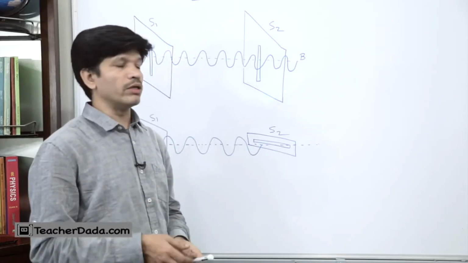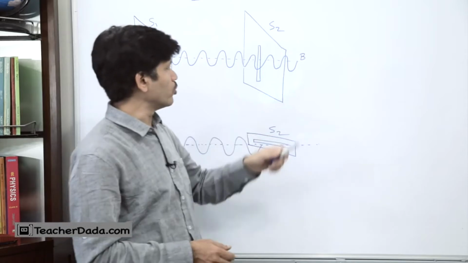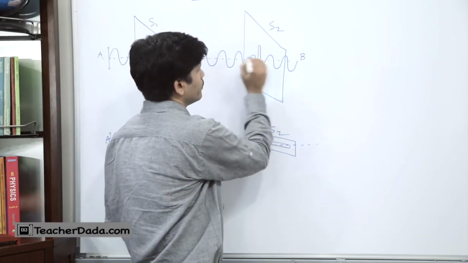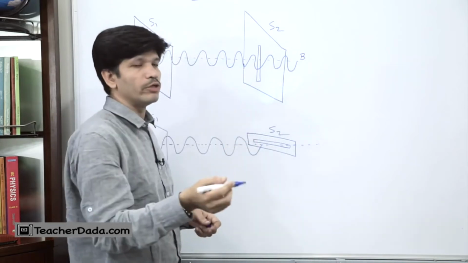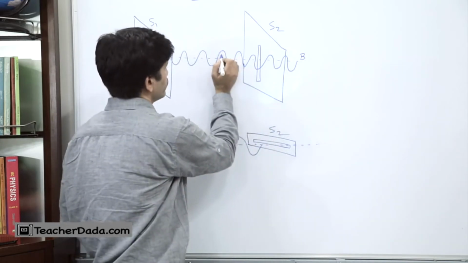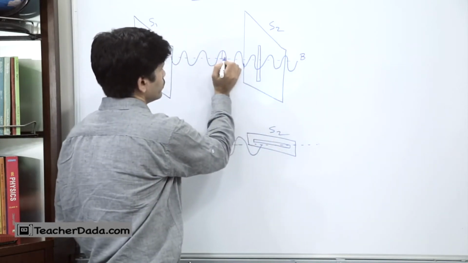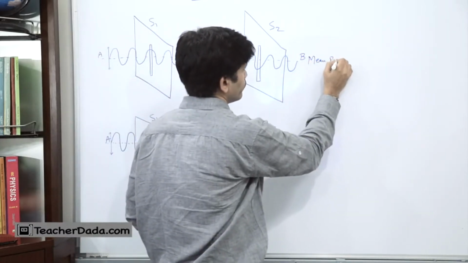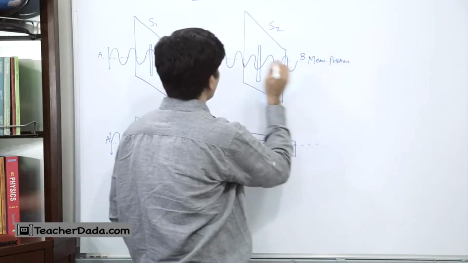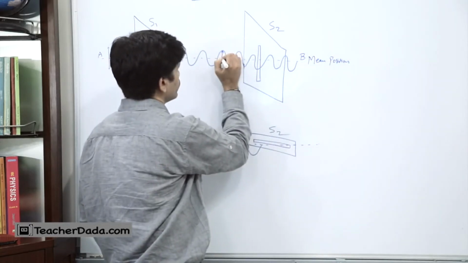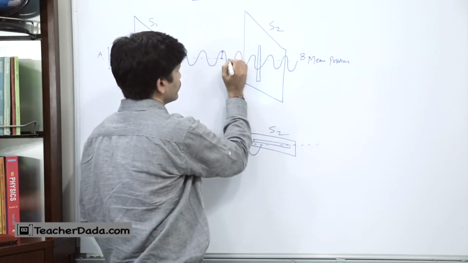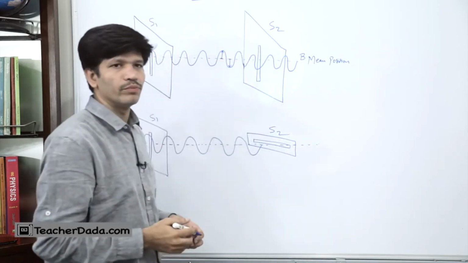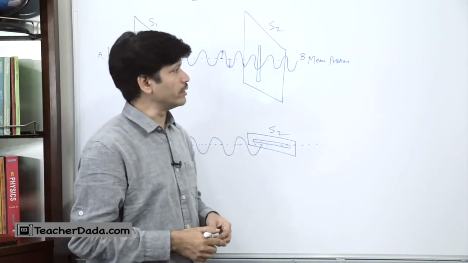So the amplitude undiminished means the amplitude will remain constant, it will remain uniform. Now what is the amplitude? Amplitude means the maximum displacement from the mean position. So this dotted line, here we can write mean position, and this is the amplitude from here to here. So there is one peak and one valley. So this is the amplitude, and it is going undiminished.